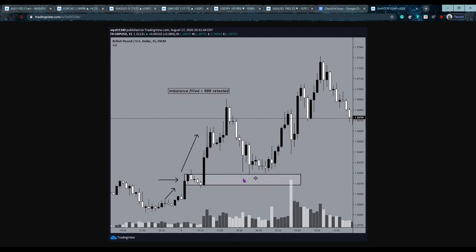And when you get that liquidity and that imbalance, this is also an imbalance, because you see how this big move in price was never mitigated. This right here was mitigated, and this right here was mitigated, but this right here was never mitigated until price comes back down and actually mitigates it or fills the imbalance. And it also so happens, miraculously, to hit a rally-base-rally.